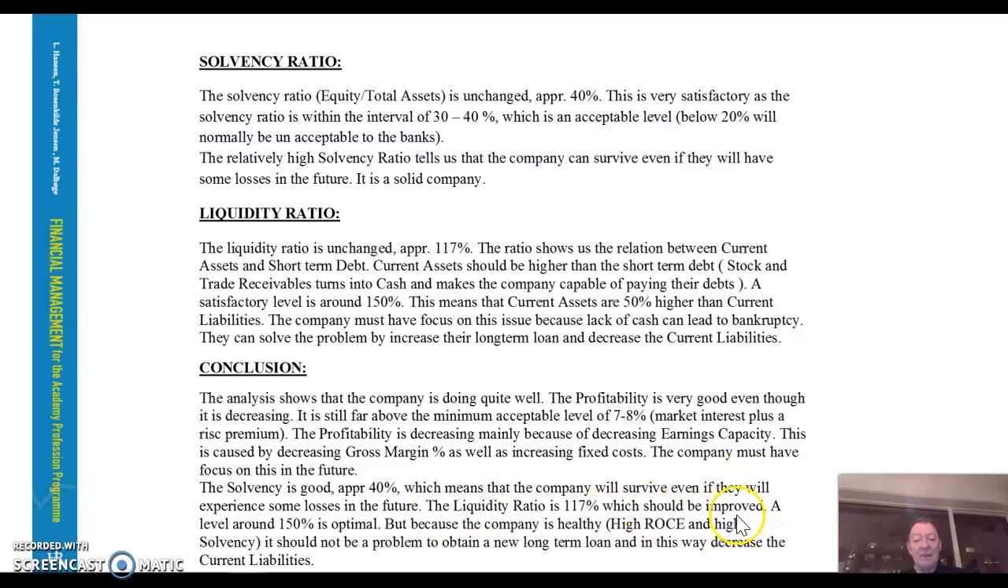The liquidity is not so good. It should be improved. A level of about 150 is optimal. But because the company is overall healthy with high return on capital employed and high solvency, it should not be a problem to get a long-term loan, and therefore you could decrease your current liabilities and obtain this long-term loan, and then you will have no problem anymore. So read these comments carefully, and you should include all of the things I have written here.